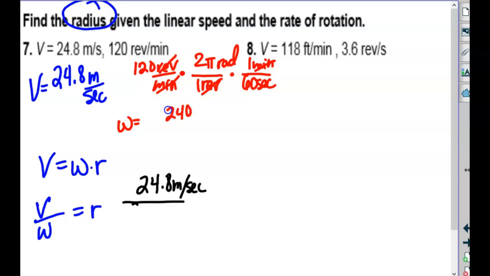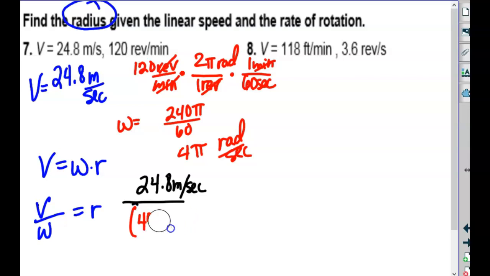I got 240 pi over 60, which would reduce to 4 pi, and we're radians per second, yes? So that's what goes down here. Radians per second. Okay, why are the seconds going to go away? This is per second and per second, right? The per second divides out. We end up with meters per radian or just meters because the label goes away.